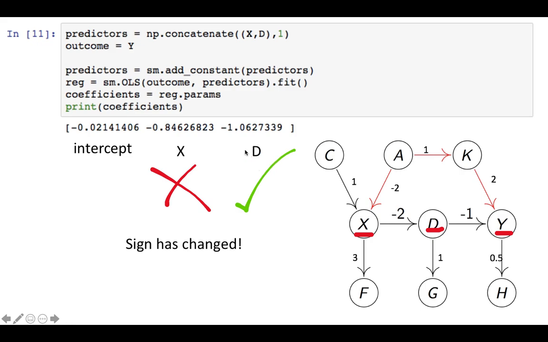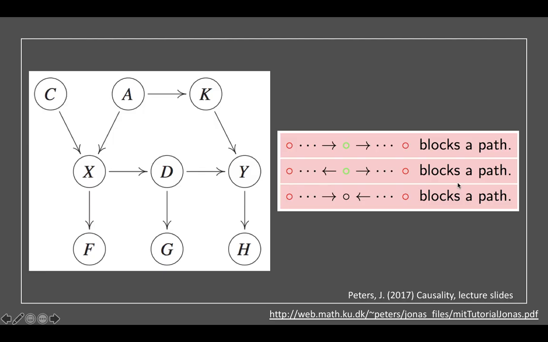Controlling or adjusting for d, we've actually got the correct result for d now, which is strange because in the previous demonstration we actually got an incorrect result for d. So now we've got the correct result for d, and we'll see that that's because we've blocked this path that links d to y indirectly.